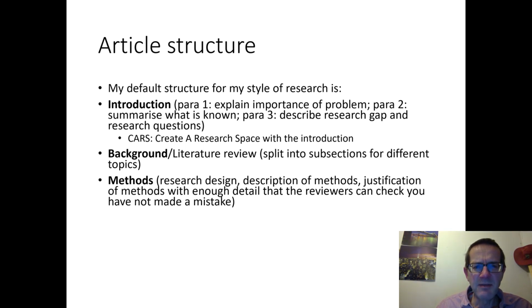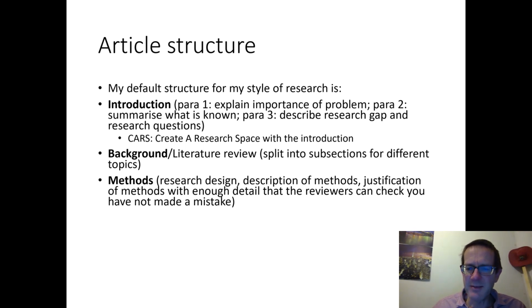And then the methods, so the kinds of things that should go in the methods: the overall research design, description of the methods, and a very common failing is having just the description of the methods and no research design, which would set the context of the methods that are used, and no justification of the method. So that's really common and a big failing. So your method should be justified in enough detail that the reviewers can check that you've not made a mistake.